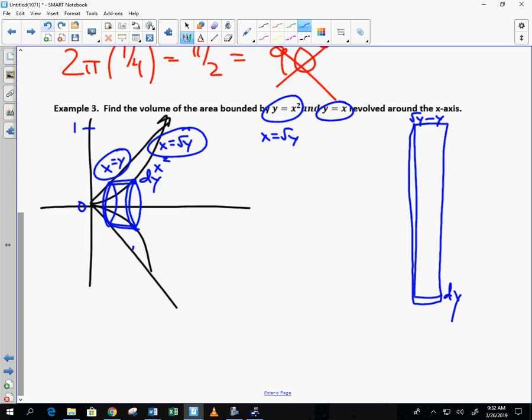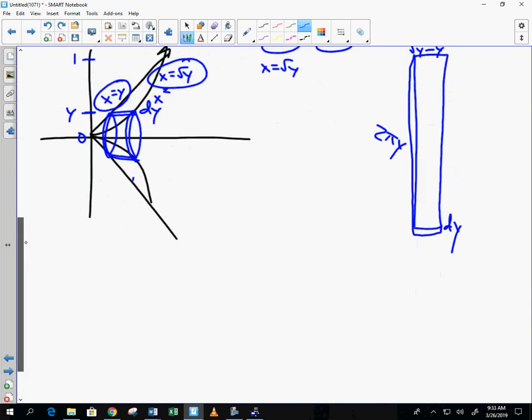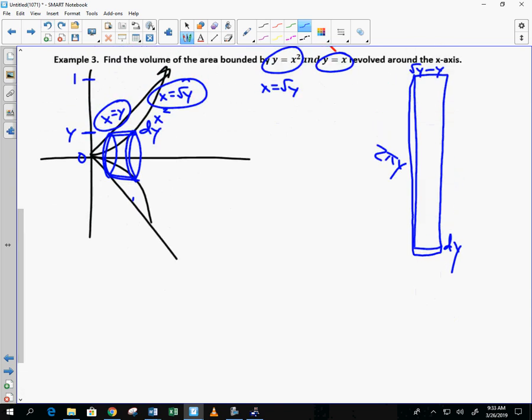So then the question is, what is our radius? Well, the radius is some value here. This is a y value, not an x value. What's the distance from y to 0? So therefore, this is 2 pi y. Good job. We're almost done. Let's multiply this out. I get 2 pi y times, I'm going to raise y to the 1/2 minus y, dy.